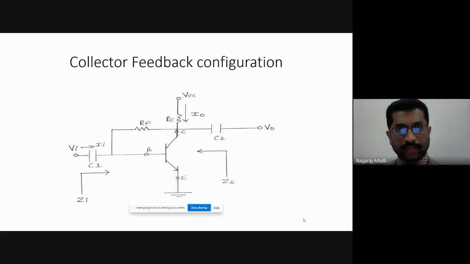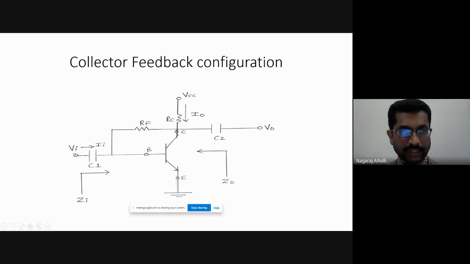In the collector feedback configuration, the output from the collector is fed back to the base. There is a feedback between base and collector through the resistance RF. The current coming from VCC gets split into the current flowing through the resistance RF and the current flowing through the collector terminal.